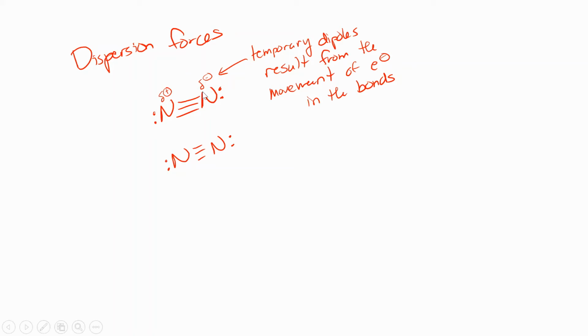Right? And they're very small. I've tried to draw my delta minus smaller than usual, my delta plus smaller than usual. They're very small, they're very temporary. These types of forces are very weak.